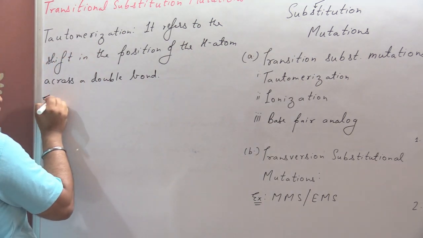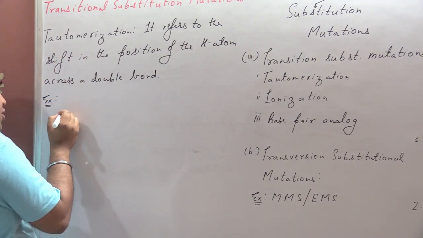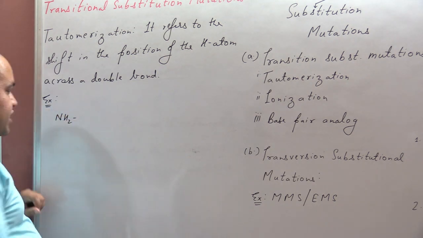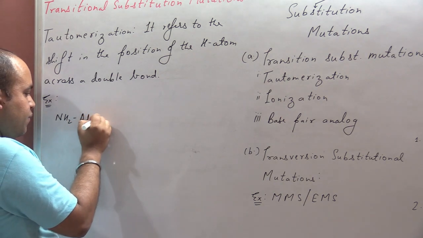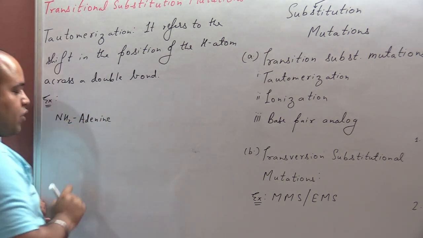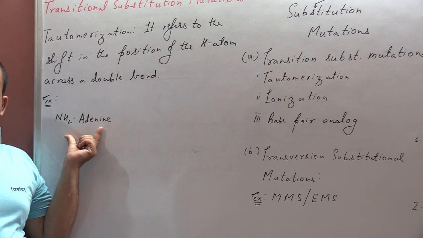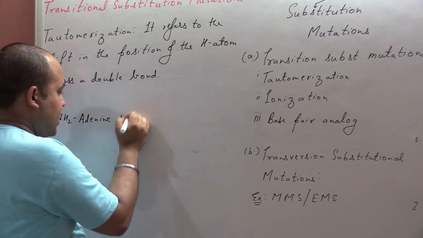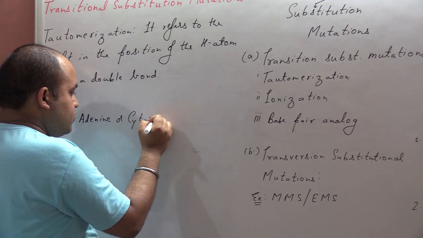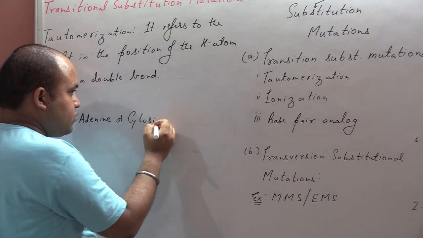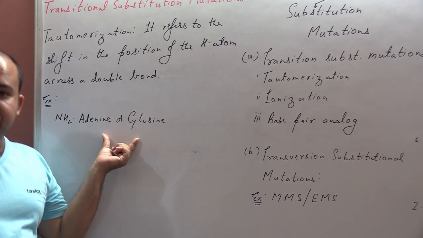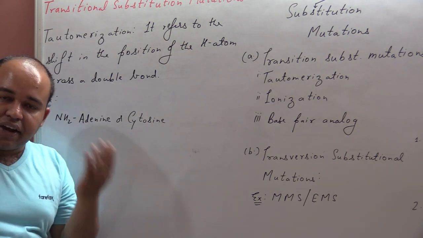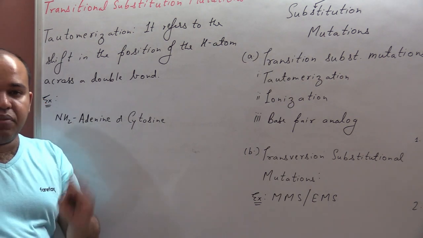For example, the amino group containing nitrogenous bases such as adenine, which is also referred to as 6-aminopurine, or cytosine. Adenine or cytosine, in the presence of nitrous acid, can transform their amino group into imino group.